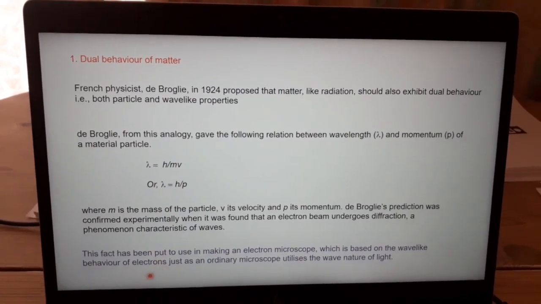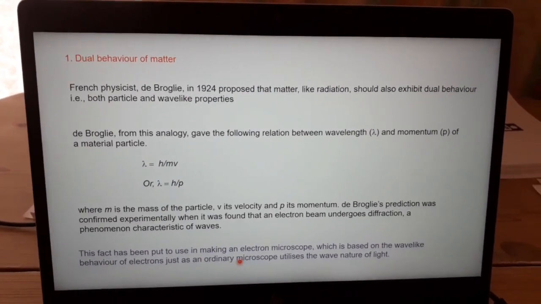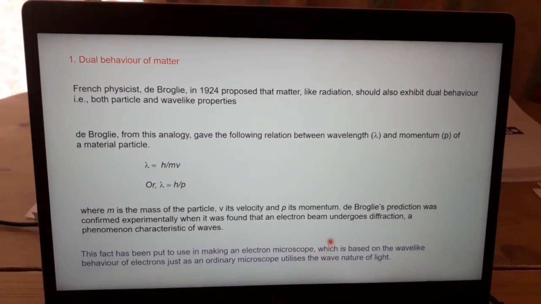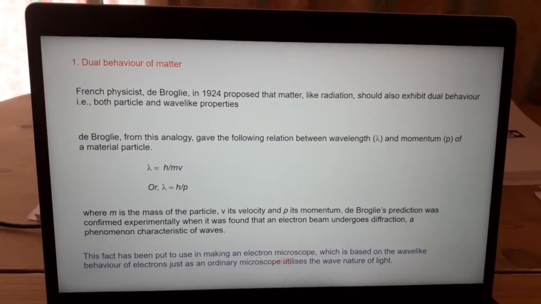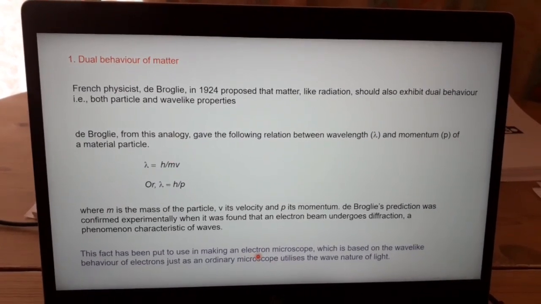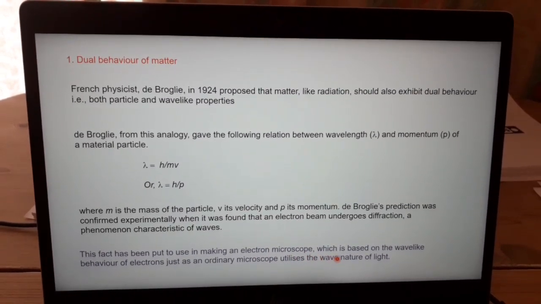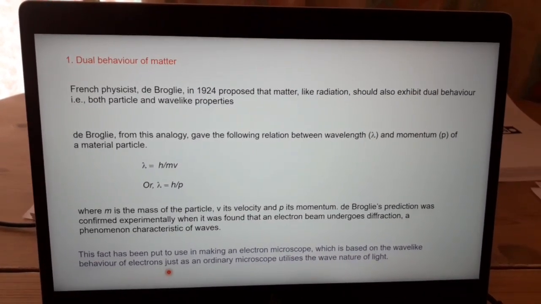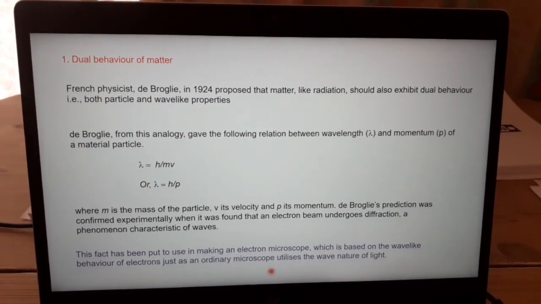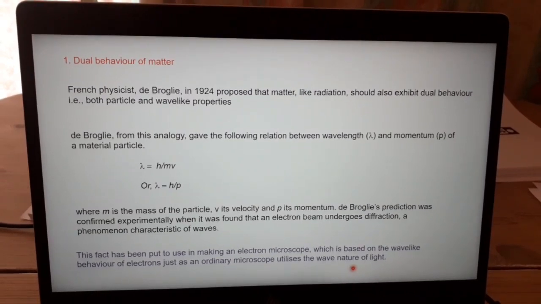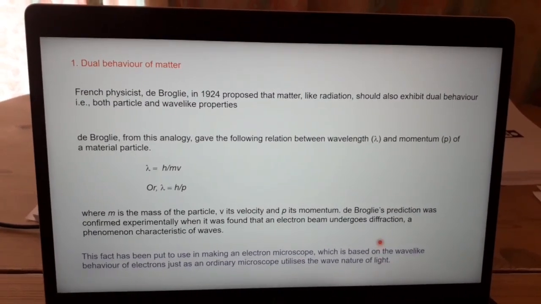By applying this theorem, the electron microscope was discovered. This basically goes through de Broglie's theorem. The electron microscope is based on the wave-like behavior of the electron, but for our normal microscope, only the wave nature of light is considered.